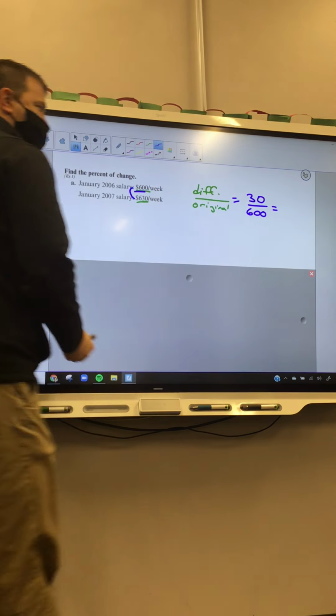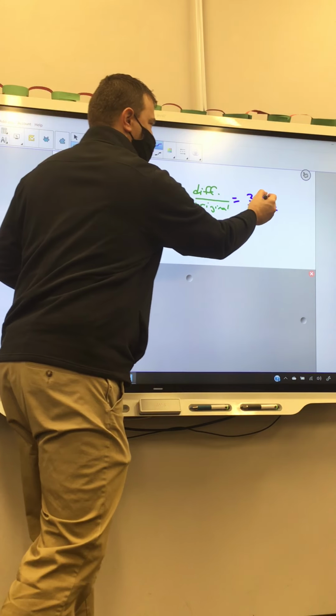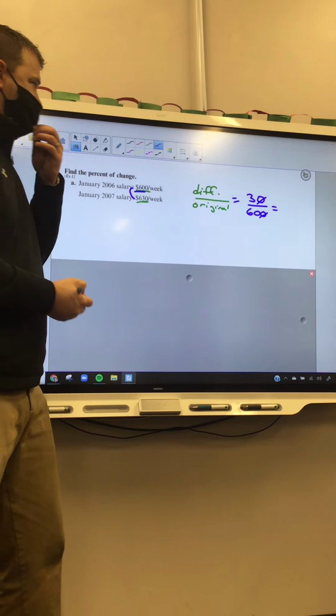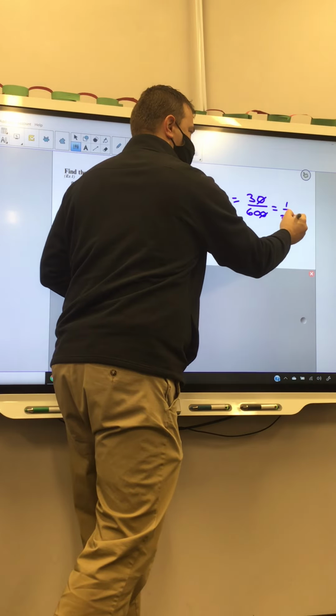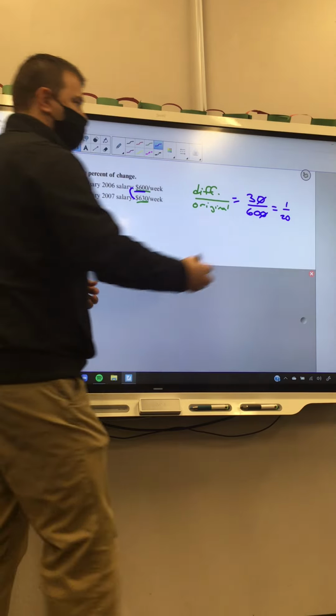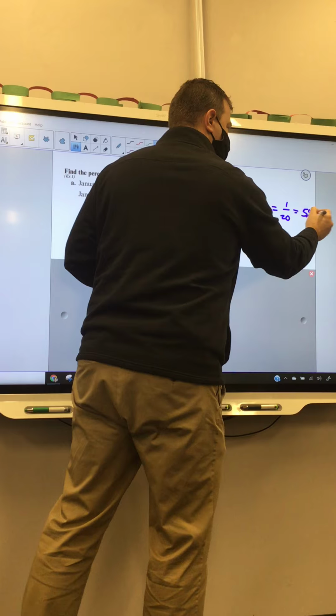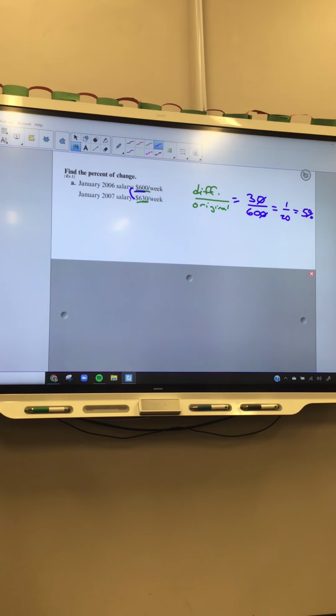Now I don't like fractions like 30 over 600. Even if I get rid of some zeros and say that's 3 over 60, and even if I divide by 3 and call it 1 over 20, we don't like talking about the change in rate in terms of a fraction. What is that in terms of a percentage? What's 1 divided by 20? 5%. If you didn't know that, just plug it into your calculator. 1 divided by 20 is 0.05, or 5%. Does that make sense? So he had a 5% increase in his salary from one year to the next. It's not too bad of a raise.